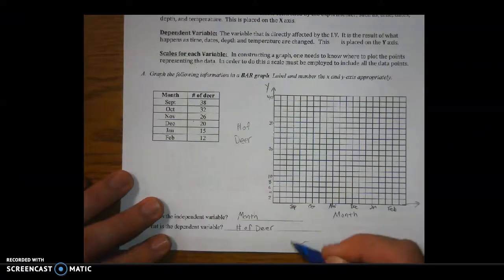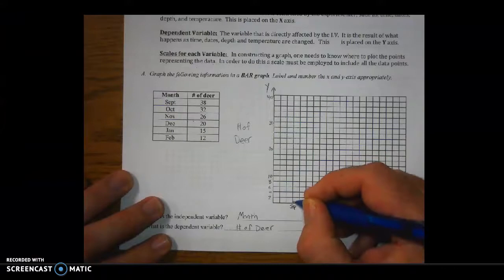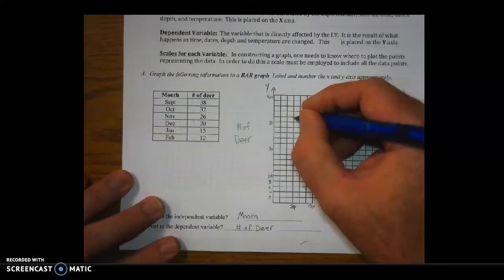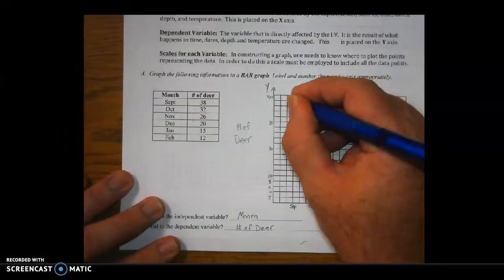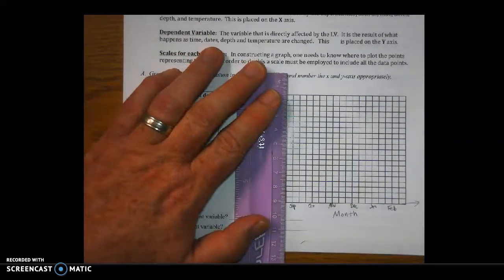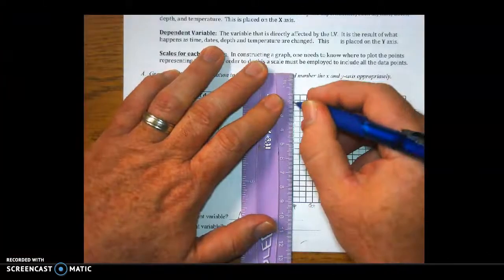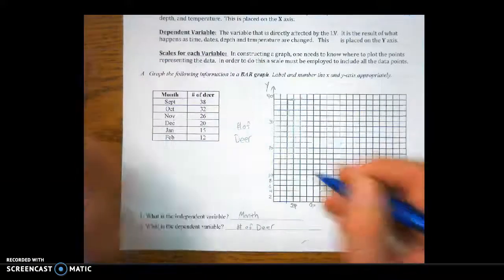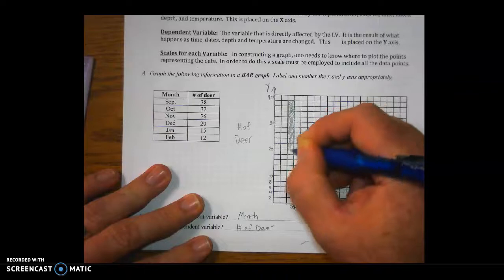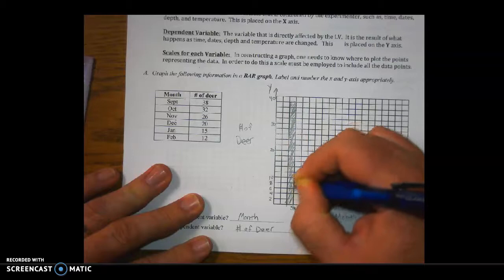So now we're just going to plot our data. So September, there were 38. So we come over here to September, and we go up to find 38. There's 10, 20, 30, 2, 4, 6, 8. 38 is right here. We're going to draw a line. And I'm going to use the ruler to make a nice straight line. And another ruler there. And then we're going to fill in our bar. We're going to shade it in. And that is our first data point.